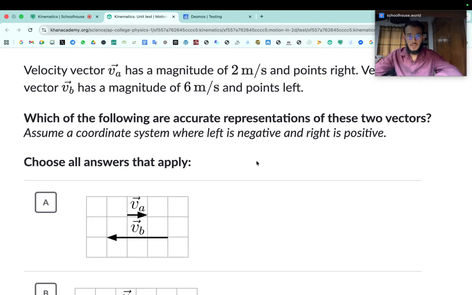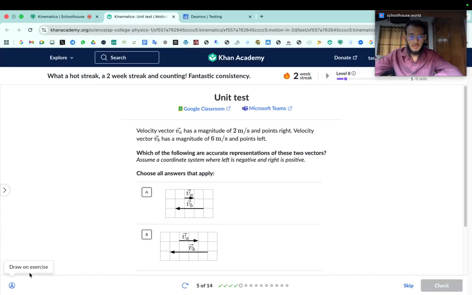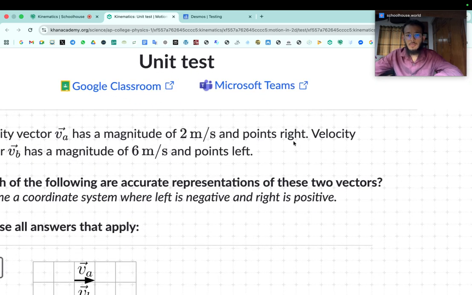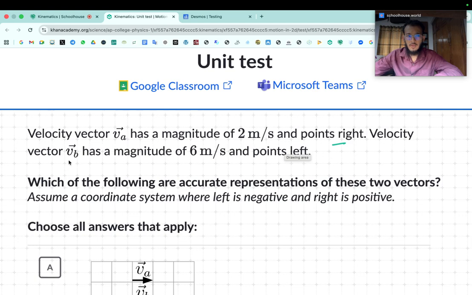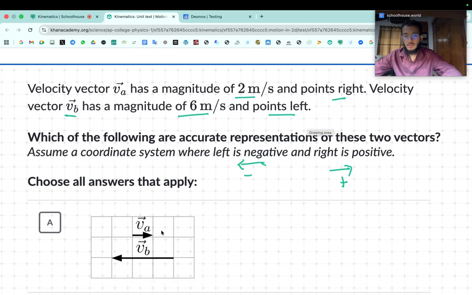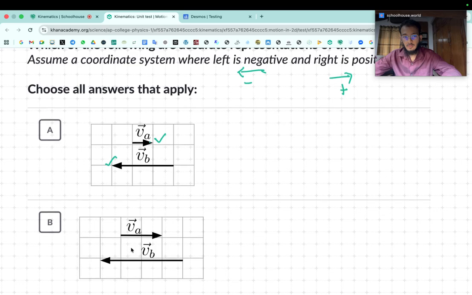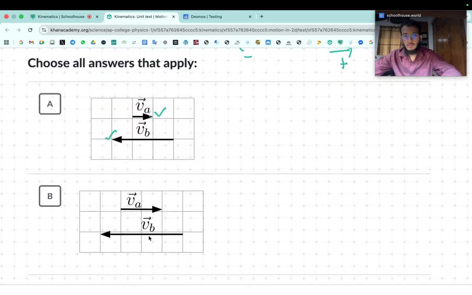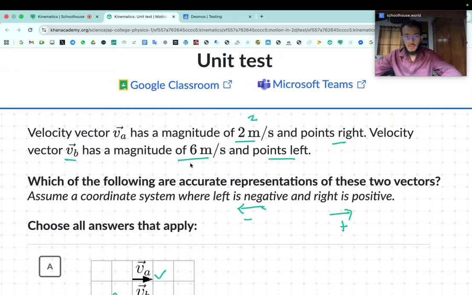Velocity vector va has a magnitude of 2 meters per second and points right. Velocity vector vb has a magnitude of 6 meters per second and points left. Which of the following are accurate representations of these two vectors? Assume a coordinate system where left is negative and right is positive. Okay, so what do we have? We have va with magnitude 2 pointing right, and vb pointing left. And here is also true. But the magnitudes are 2 and 6.